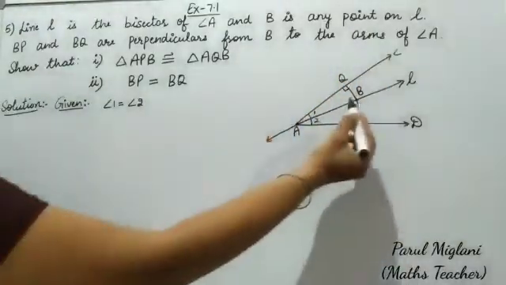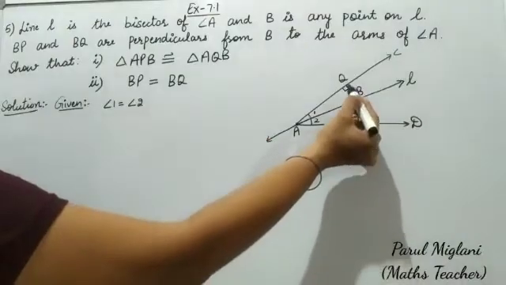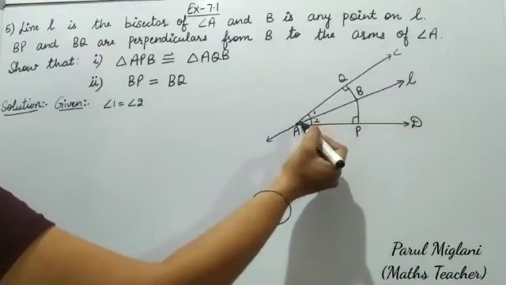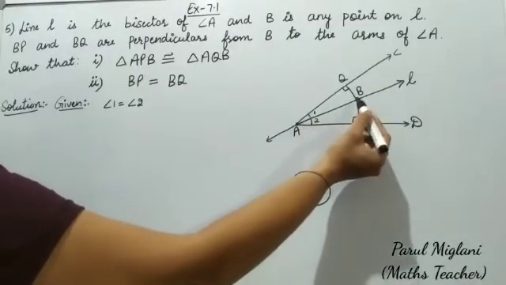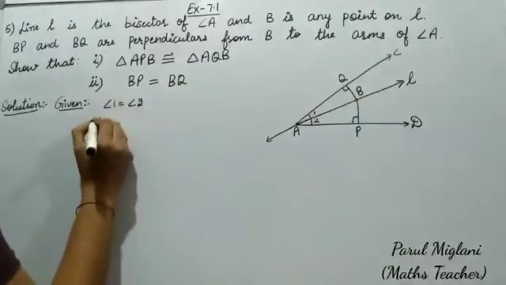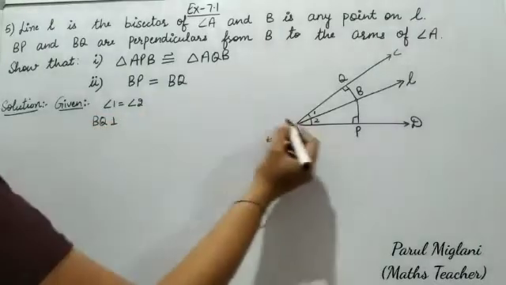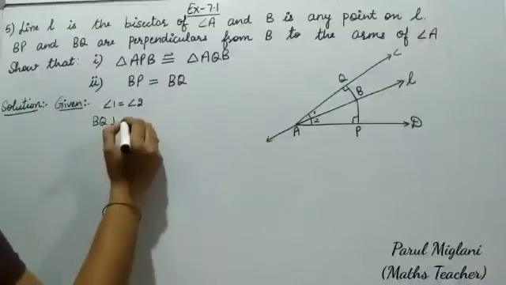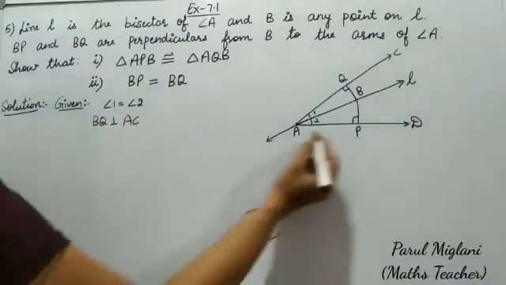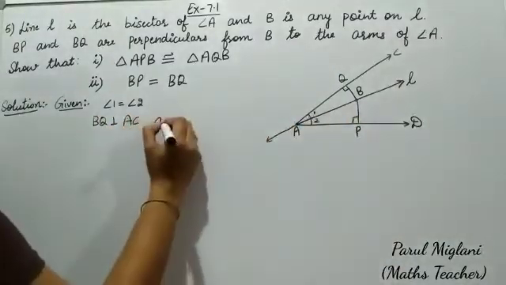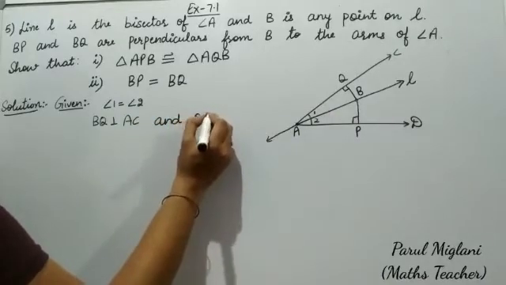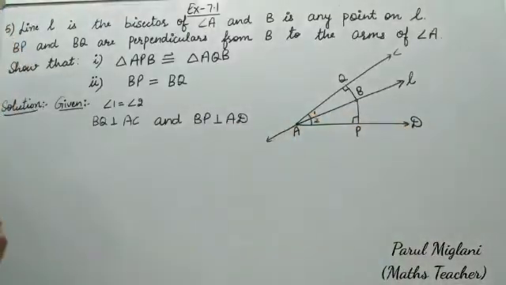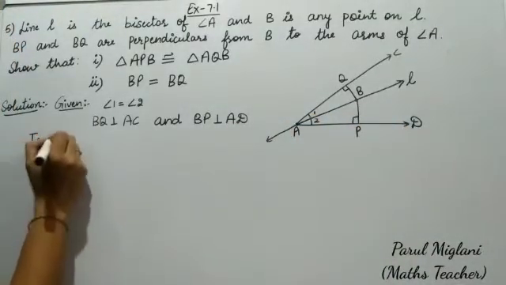And BP and BQ, these two are perpendiculars to the arms of angle A. Means BQ is perpendicular on AC as AC is arm of angle A, and BP is perpendicular on AD. It is given and we have to show that.